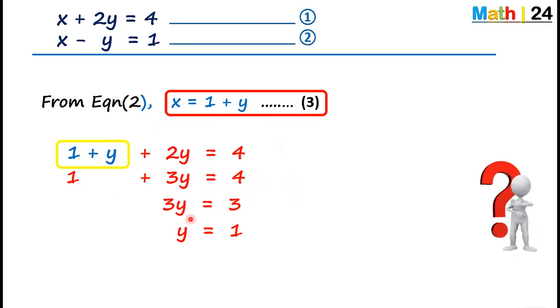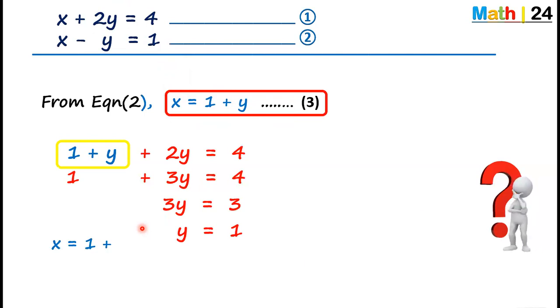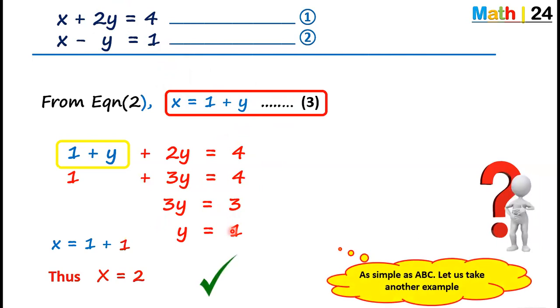We now substitute this y equals 1 to look for x. It's good to always use the equation. You can use any of the equations, but most people always use this one that they used here, because it's going to be faster. So we now substitute this y value in equation 3 or any other equation to find the value of x. So x is equal to 1 plus, what's the value of y now? y is 1. So x is equal to 1 plus 1, and that gives us x is equal to 2.